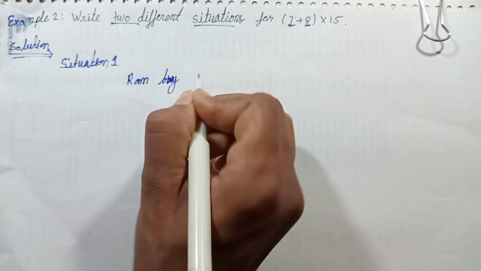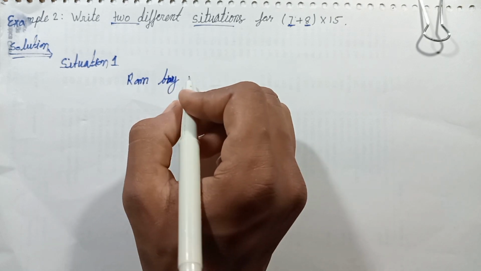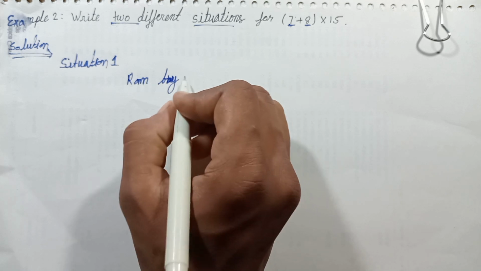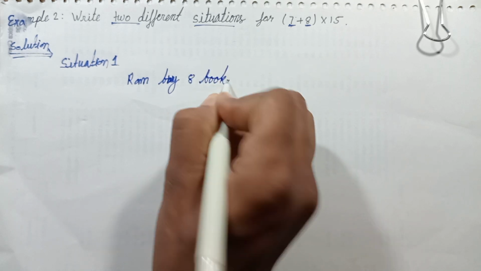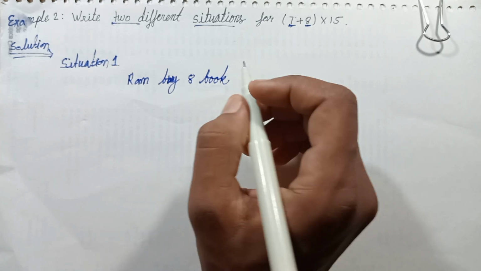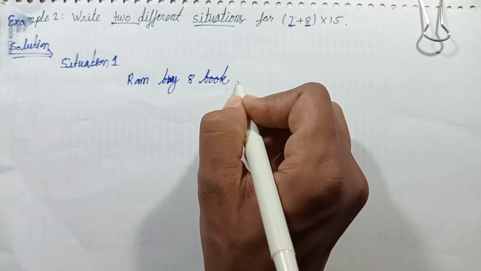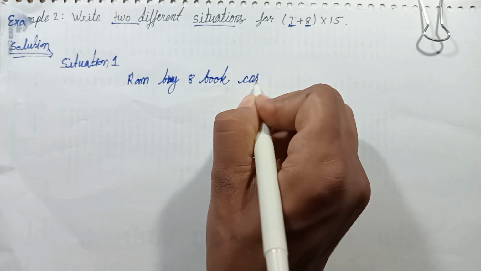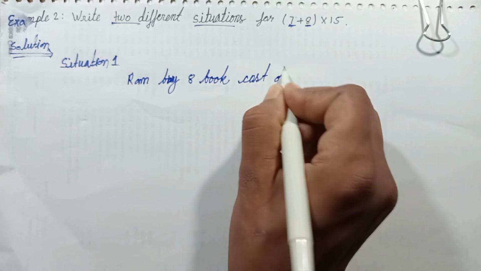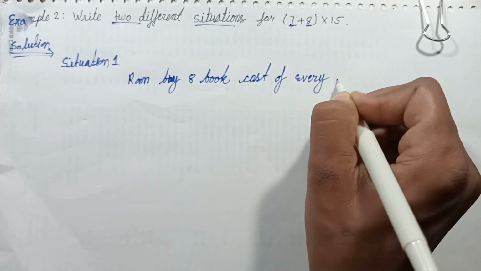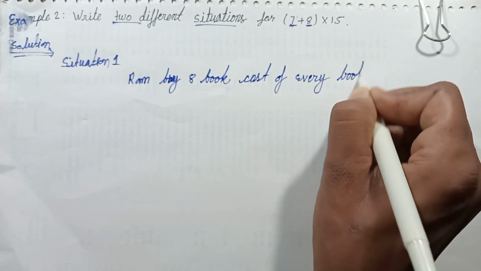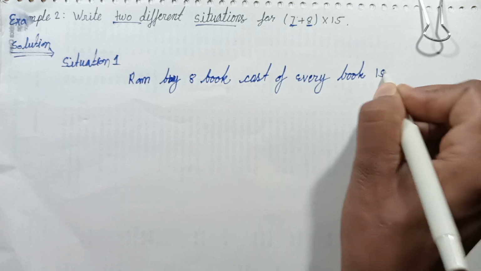Ram buys 8 books. Cost of every book is 15 rupees.